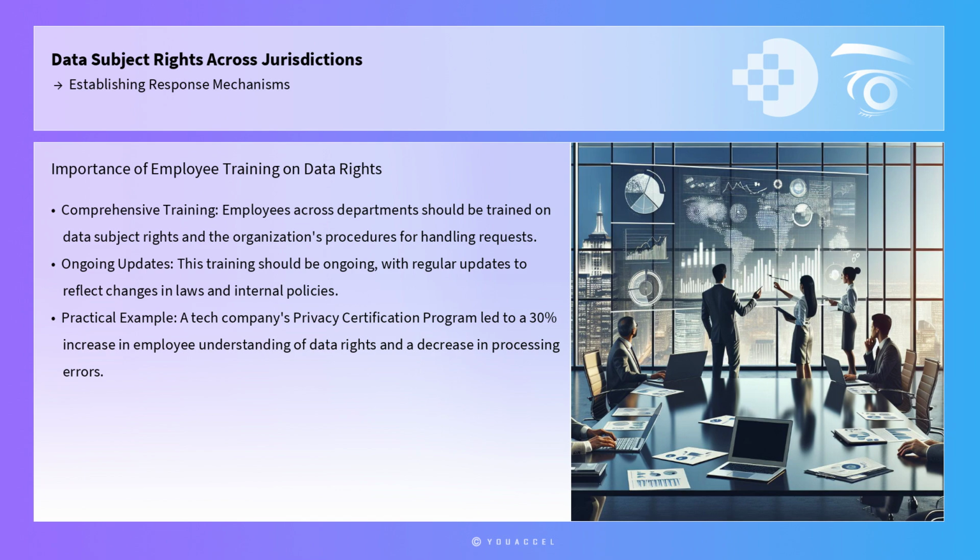Training is another crucial component. Employees across departments should be trained on data subject rights and the organization's procedures for handling requests. This training should be ongoing, with regular updates to reflect changes in laws and internal policies. A practical example of effective training is the privacy certification program implemented by a tech company, which resulted in a 30% increase in employee understanding of data rights and a corresponding decrease in processing errors.